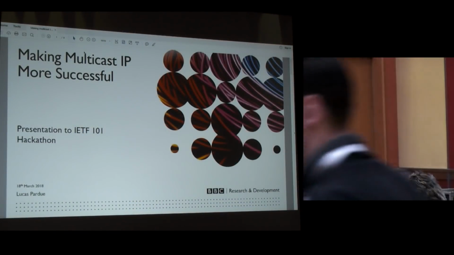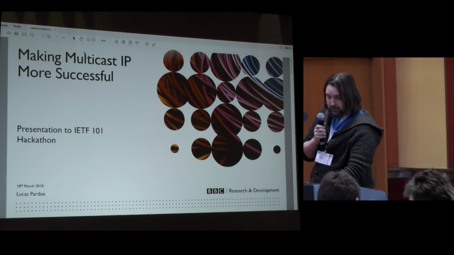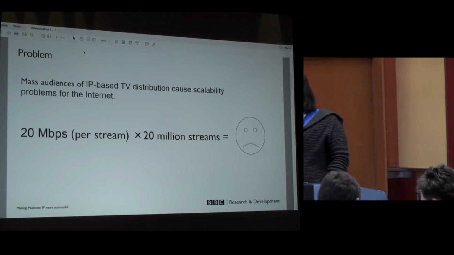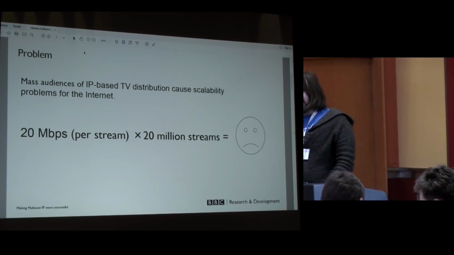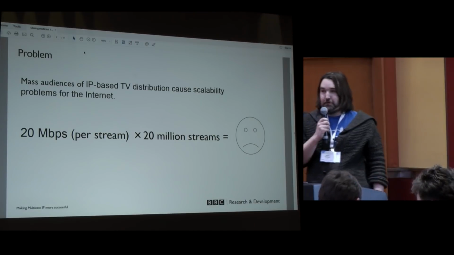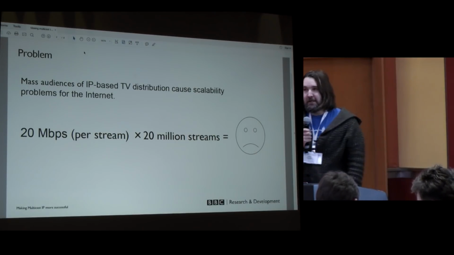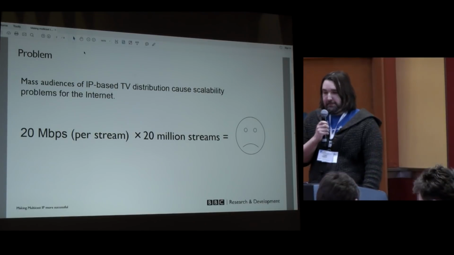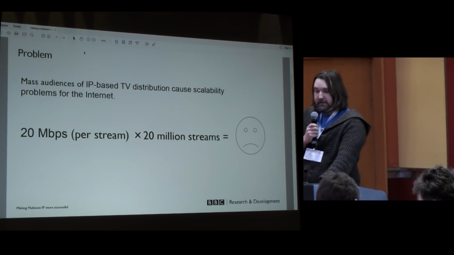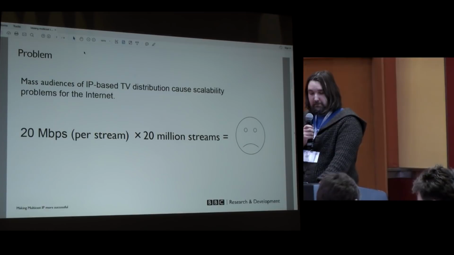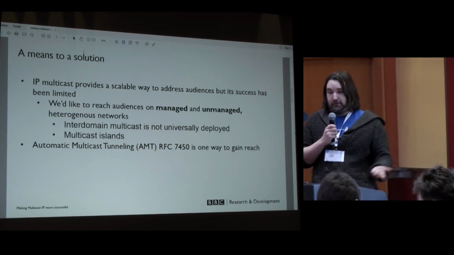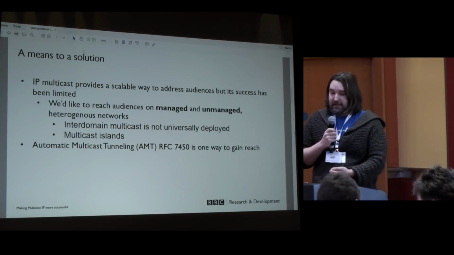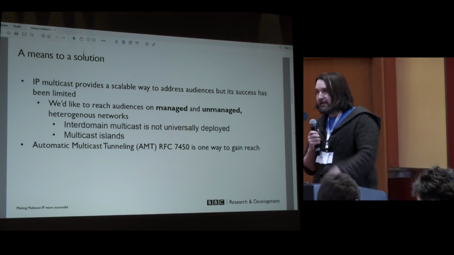So, here you go. Hi everybody, I'm Lucas Pardue. I work for BBC R&D, and I was running a little umbrella project, so to speak, called Making Multicast IP More Successful. So if we think about what our problem was for the table to solve, it's that mass audiences for IP-based TV distribution cause scalability issues for the internet. So do some mathematics: 20 megabits per second per stream times 20 million streams is unhappy for various people around the world.